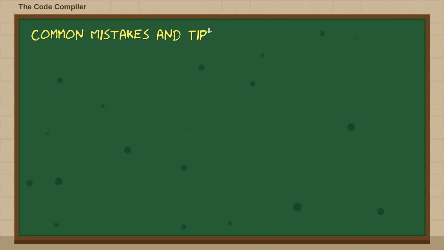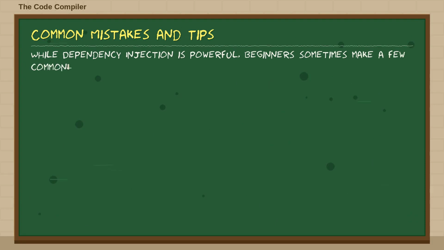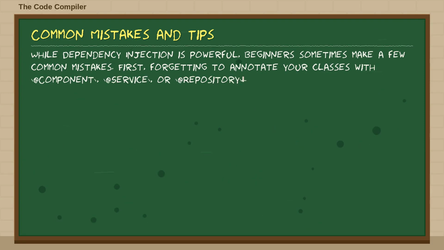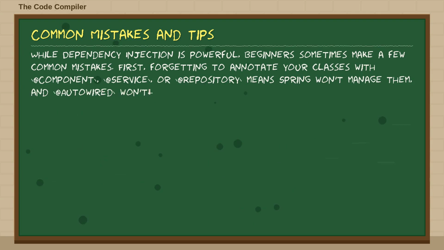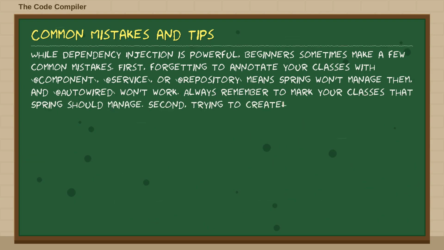While dependency injection is powerful, beginners sometimes make a few common mistakes. First, forgetting to annotate your classes with @Component, @Service, or @Repository means Spring won't manage them, and @Autowired won't work. Always remember to mark your classes that Spring should manage.